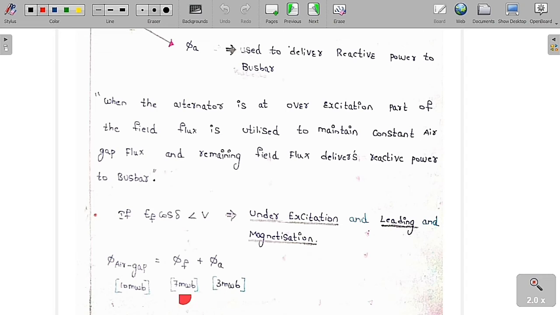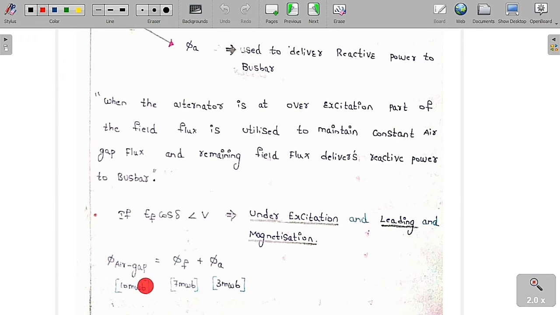So we can say the field winding is producing only 7 milliweber, but we need an extra 3 milliweber to get the overall value of 10. This is the concept that you always need to keep in mind. So an extra 3 milliweber is required to generate this overall flux. This value should always be constant, which is 10 milliweber.